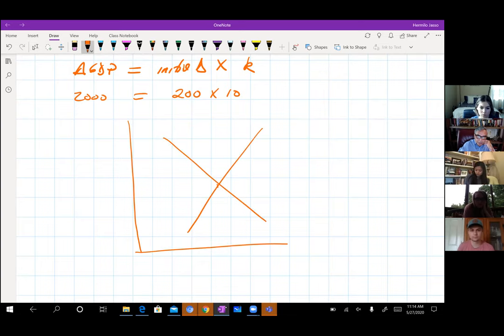So let's go right here. We are pressing it right here. We are at 12,000. That's where we are. The economy is in equilibrium there. This is the aggregate demand. This is the aggregate supply. This is GDP. The economy is in equilibrium at 12,000.